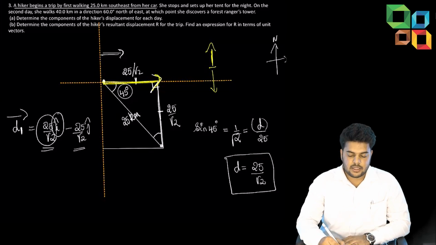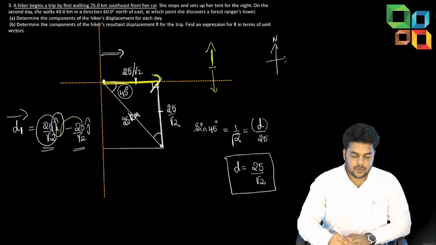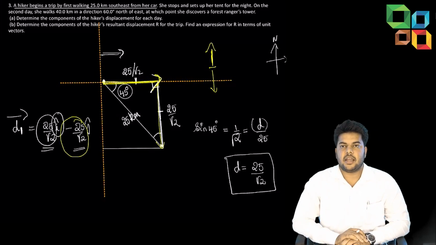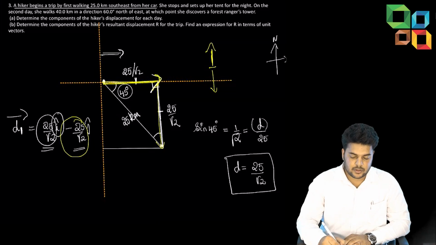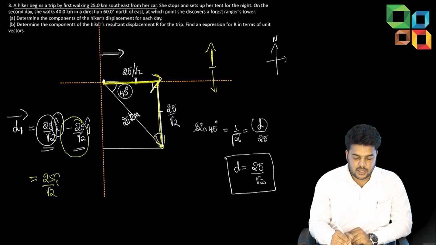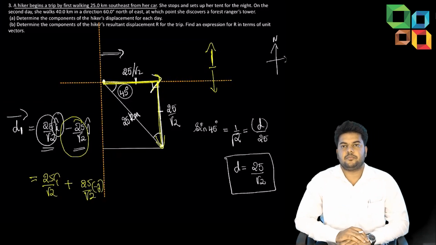So I got the direction now. What is the length of the vector? Length of the vector is 25 by root 2 in the negative direction. So you'll get this vector over here. Now look at this. Let me write it differently for you. So 25 by root 2 I cap plus 25 by root 2 negative J cap. Is that okay, Rachit? Negative J cap, you understand?